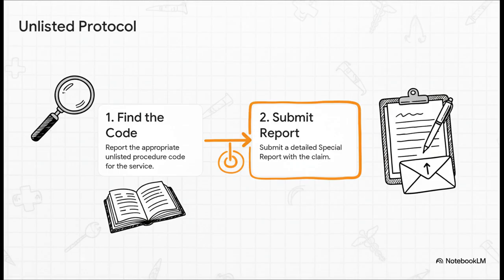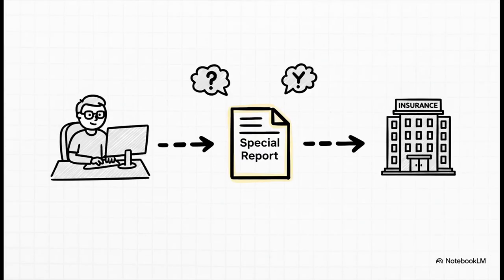You can't just send in the unlisted code all by itself and hope for the best. You should think of the special report as your chance to talk directly to the insurance payer. The unlisted code just tells them, hey, I did something that's not in the book. The special report is where you get to explain exactly what that something was and, just as important, why it was medically necessary to do it.